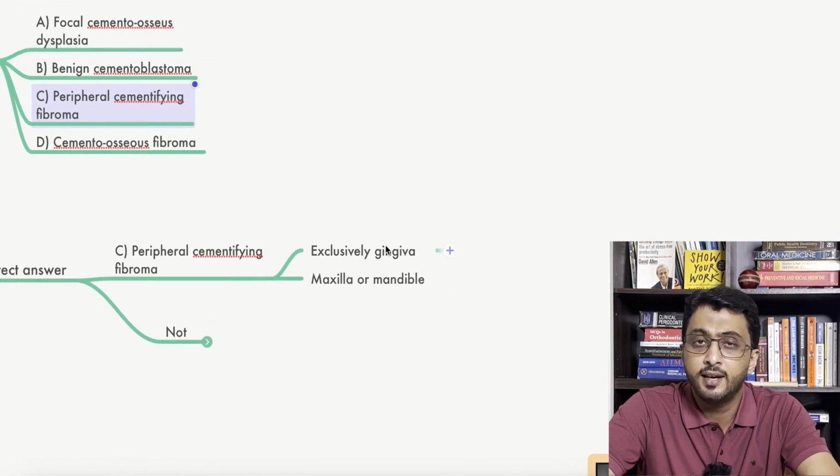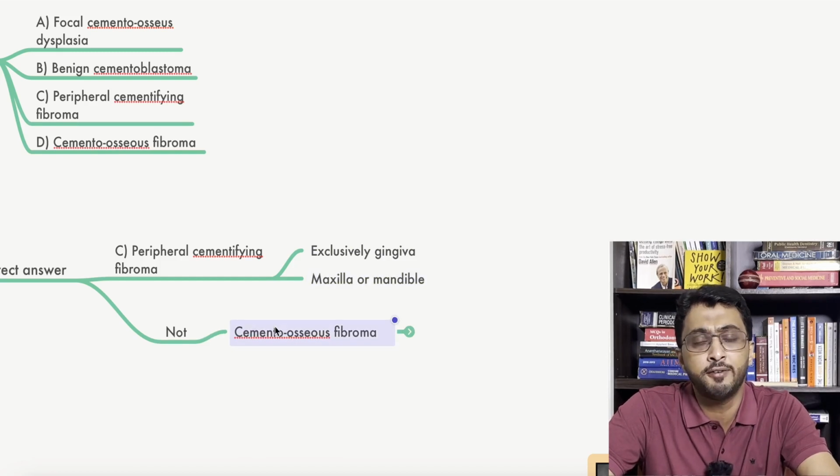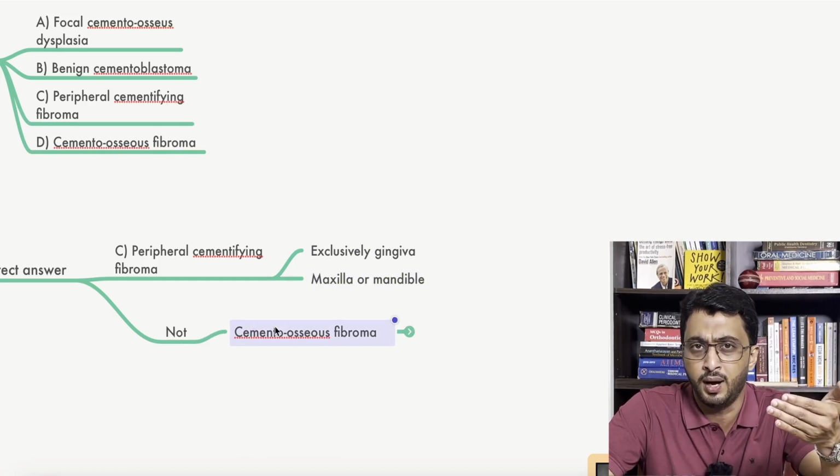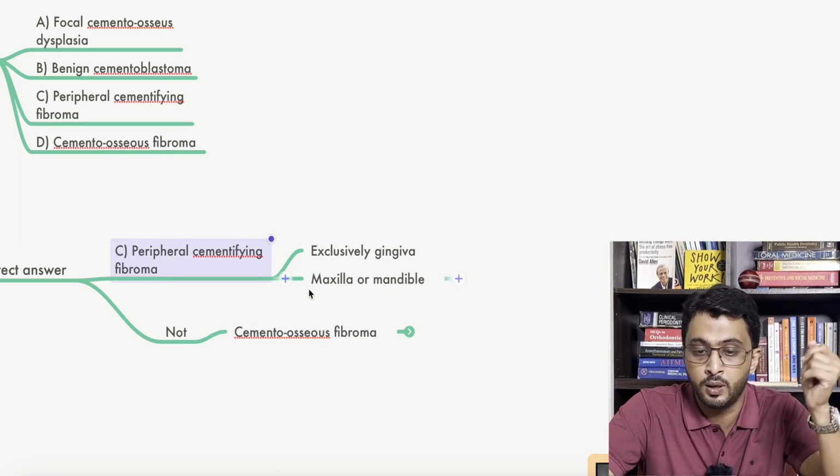A little bit more, I'm just saying, which is a lesion exclusively on gingiva. You can't see it anywhere else. It can be seen in maxilla or mandible. But now, it's not cemento-ossifying fibroma or cemento-osseous fibroma. Okay, it is peripheral cementifying fibroma. Peripheral, the key word there.